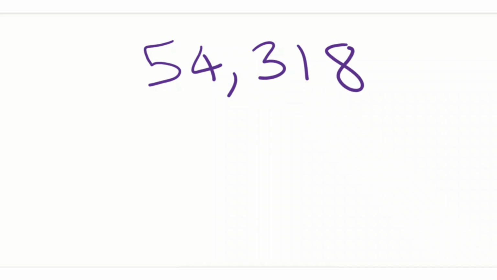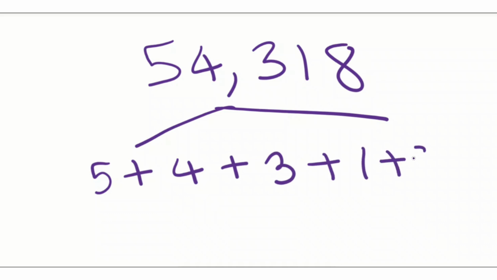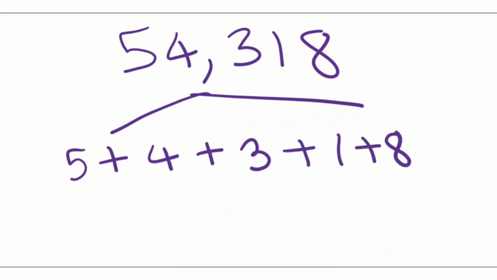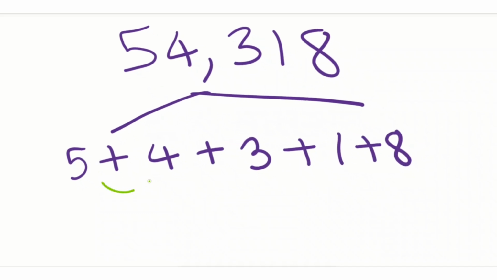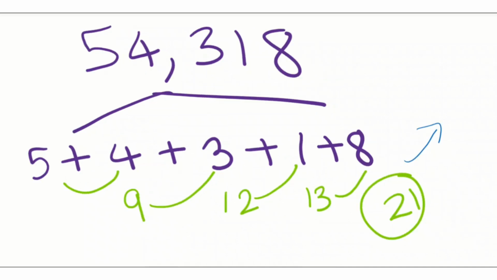Next, we have 54,318. Finding its Navashesh, you have 5 plus 4 plus 3 plus 1 plus 8. Where you have 5 plus 4 is 9, 9 plus 3 is 12, 12 plus 1 is 13, and 13 plus 8 gives us 21. 21 can be simplified as 2 plus 1 gives us 3, and 3 is the final Navashesh.